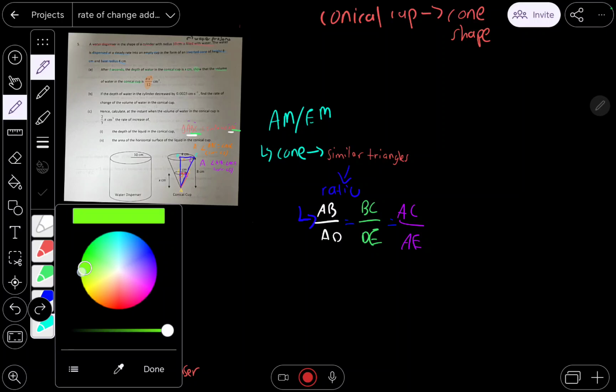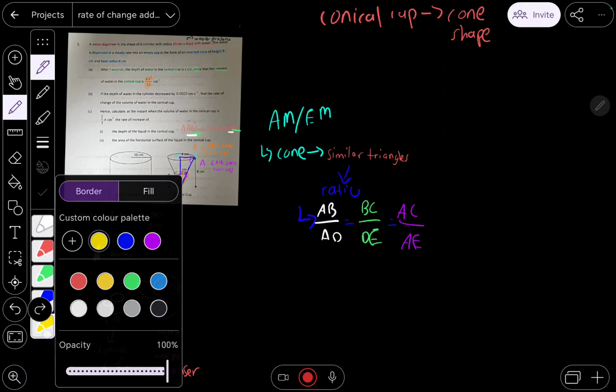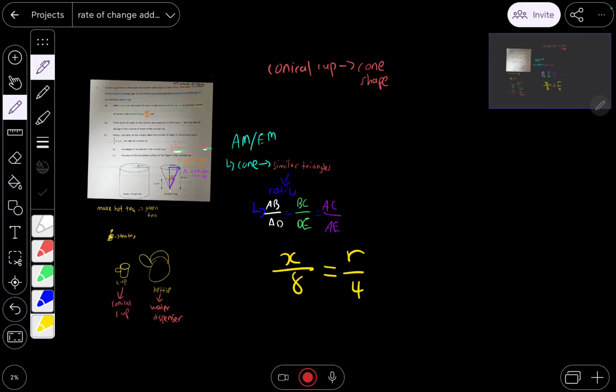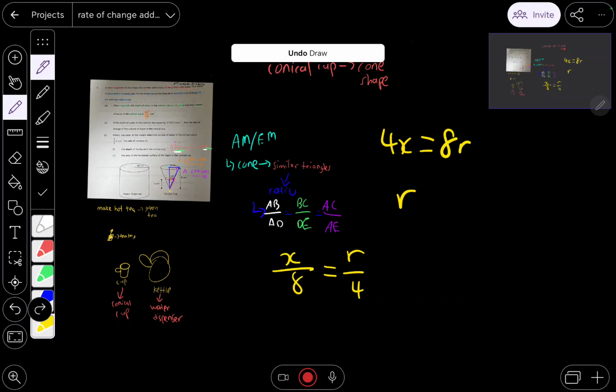What color should I write in? Haven't used yellow yet, right? X over, okay, right here, X over your AD. AD is 8. And then you have your BC and DE, right? R over 4. So what do you know? We know that X over 8 equals R over 4. Let's find R. Actually, wait, hold on.